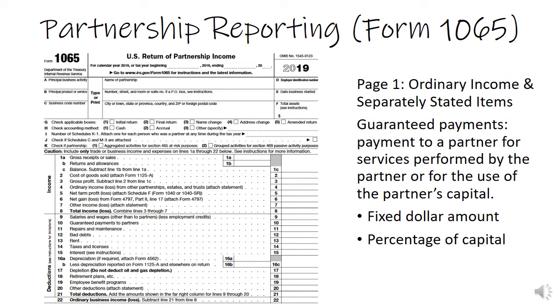Guaranteed payments, which are payments made to a partner for services performed by the partner or for the use of the partner's capital, are akin to salary or interest in any other business form. These can take a fixed dollar amount or a percentage of capital used.